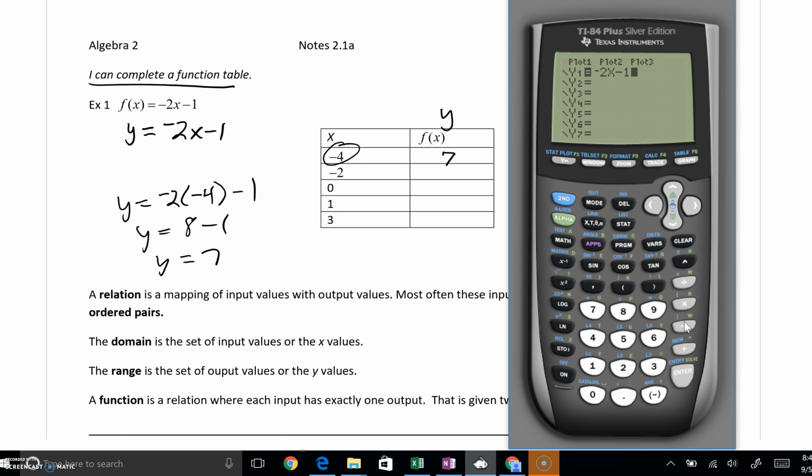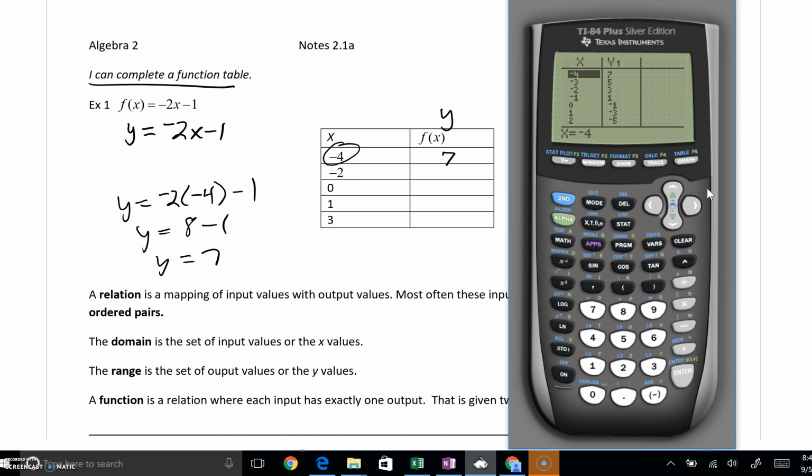You're almost done. What we're going to do next is we're going to go to the table, the second button, and then the graph. If you look at the top right button in blue up here in the top, it says table. That means I have to hit second, then I have to hit table. And you can scroll up or down. You can up or down arrow, and you're going to be able to get the values that you're looking for.